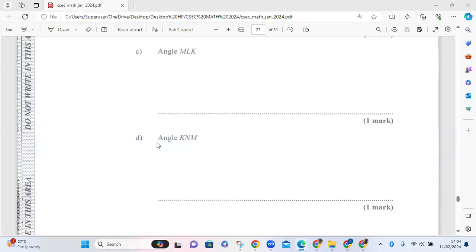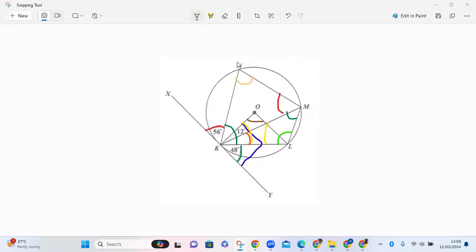So also let's find angle KNM. Now, as we notice now, MNK and KLM are opposite angles in a cyclic quadrilateral, KLMN, and these angles must be supplementary. So you just subtract 102 from 180, and that will give us 78 degrees. And the reasoning is that opposite angles in a cyclic quadrilateral are supplementary.